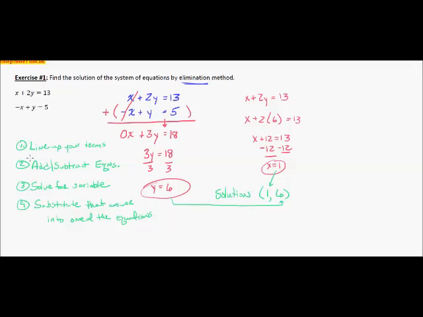So let me clear the deck here. Let's go on to example number 2. Let me turn that one off and this one on. So exercise number 2, it says find the solution of the system of equations by elimination method. Again, we're going to try to eliminate one of the variables. So I asked myself, do I have it set up already so that I can just simply add these two together or subtract these two together?